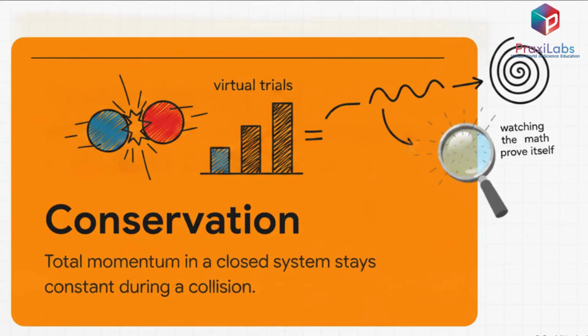The exact same logic applies to the conservation of momentum. In a regular classroom, you often just have to blindly trust the math that total momentum stays constant in a closed system. But here, you're the one running the trials. You can tweak the starting conditions endlessly, mess with the friction, adjust the mass, and watch the math definitively prove itself right before your eyes. It perfectly bridges that gap between theoretical math and practical reality.